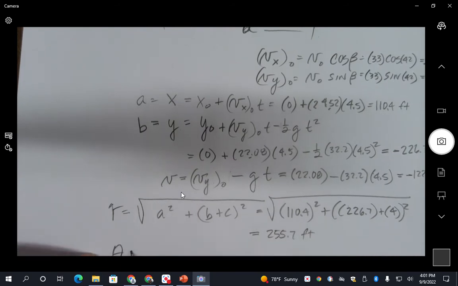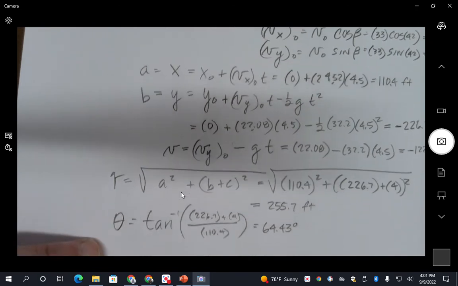And then we have a theta. We'll take the inverse tan of that same thing. Here was the rise, the B plus C, so that was 226.7 plus 4. Might have saved us a moment to have found out what that number was, but not much. Anyway, that ended up being 64.43 degrees.